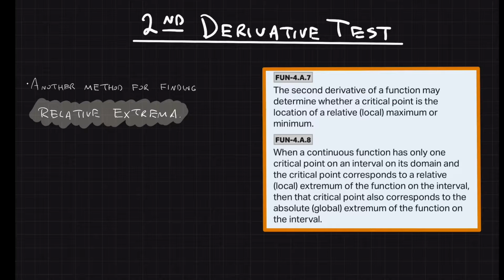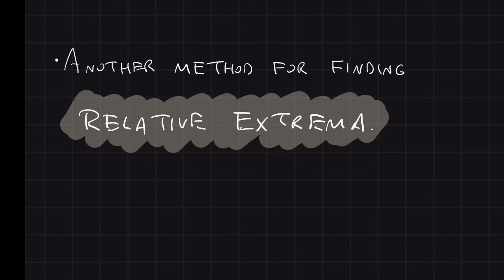Today's lesson is talking about the second derivative test. The second derivative test is another method for finding relative extrema. Previously, you learned how to find relative extrema using the first derivative test, so the second derivative test is just another option for finding the relative extrema.